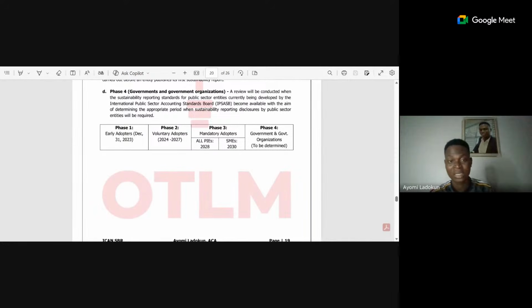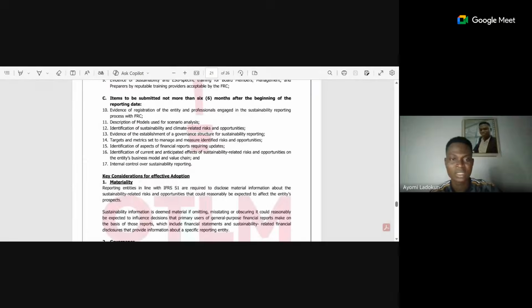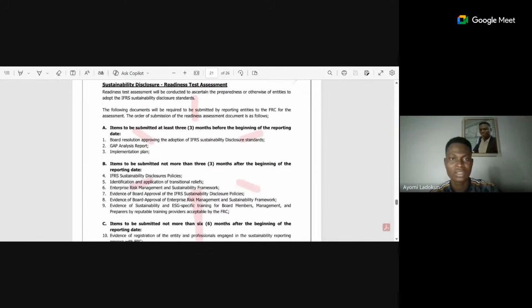beyond your exam as an accountant, if you work as an accountant in your company, you can begin to talk to them about the issue of sustainability. So let's look at the 17 documents that must be submitted to FRC. Can you see? Sustainability disclosure, readiness test assessment. FR students, you have to cram this.